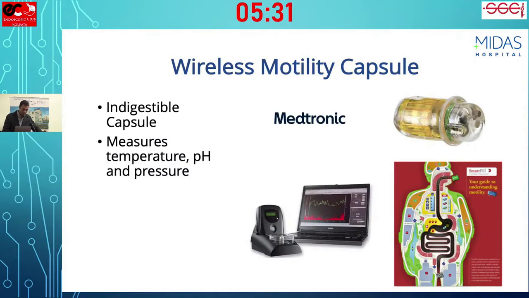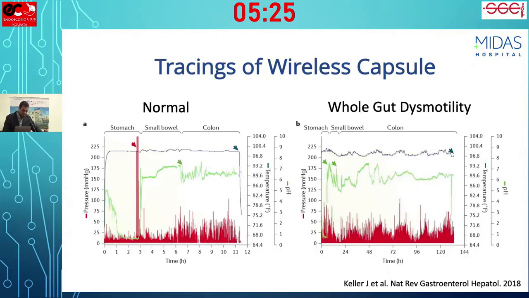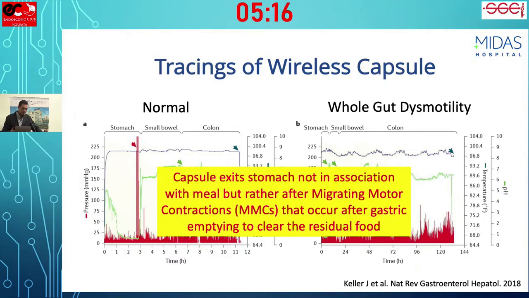Moving forward, there's something called the wireless motility capsule available in the West, but not available here, and it gives tracings which imply the emptying of this capsule from the stomach into the small bowel. The capsule exists in the stomach not in association with the meal, so that's a problem. It's not a very physiologic way of measurement.